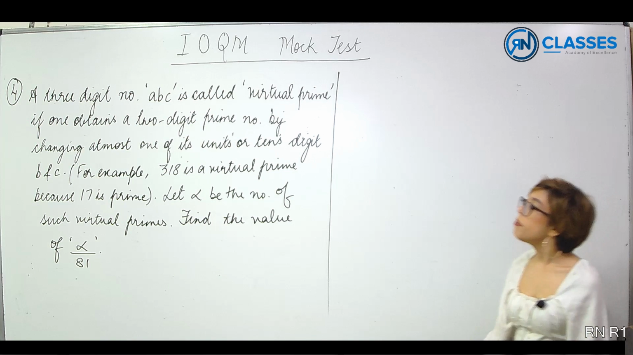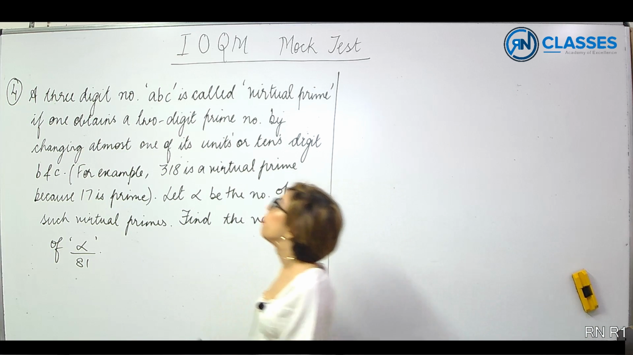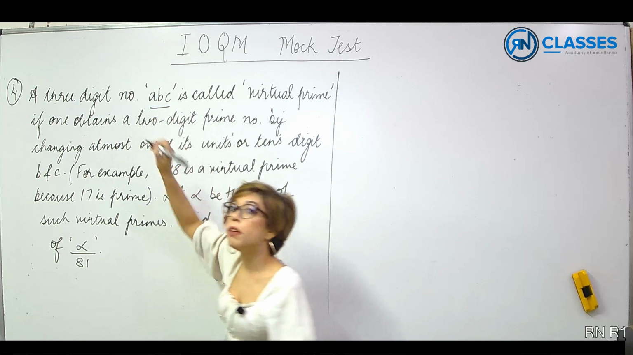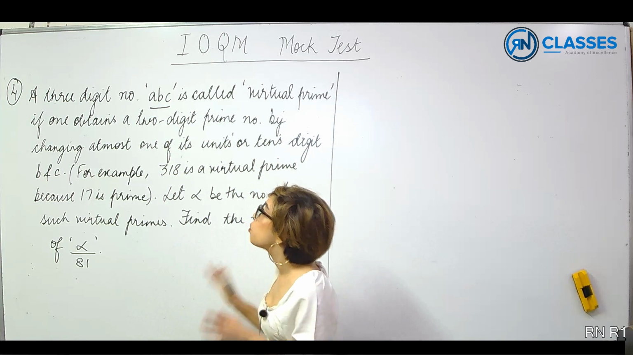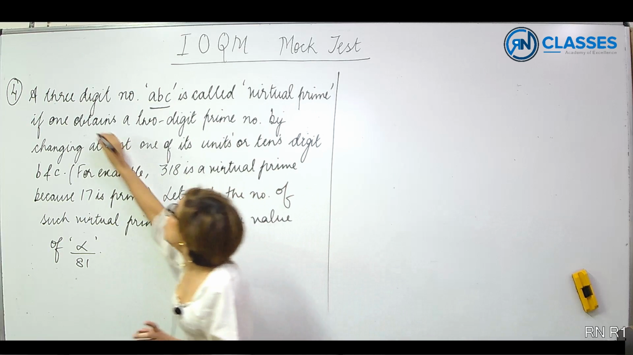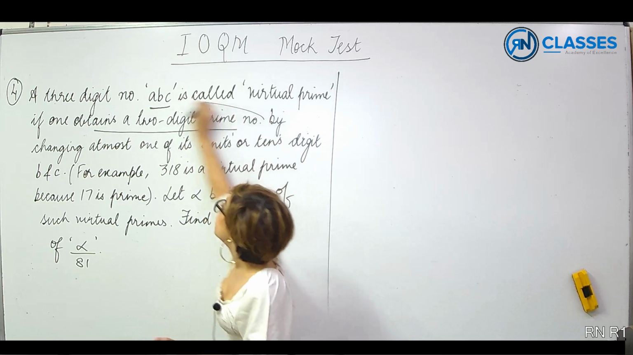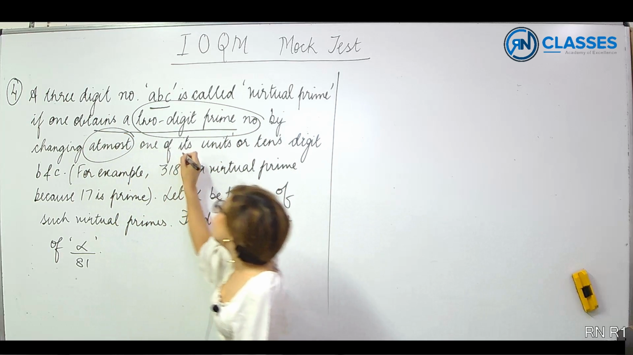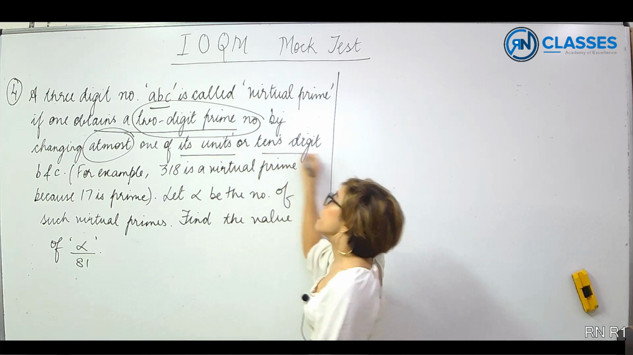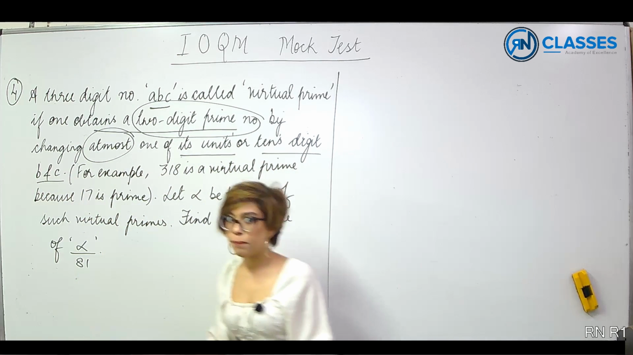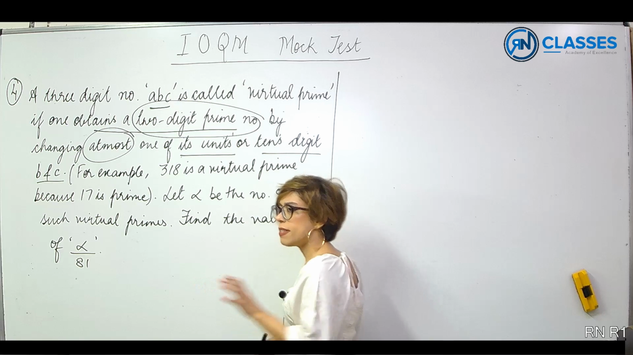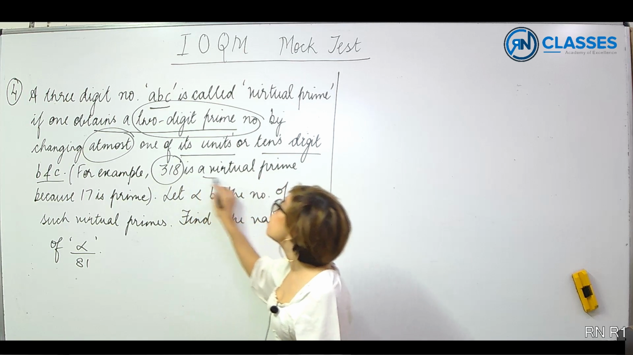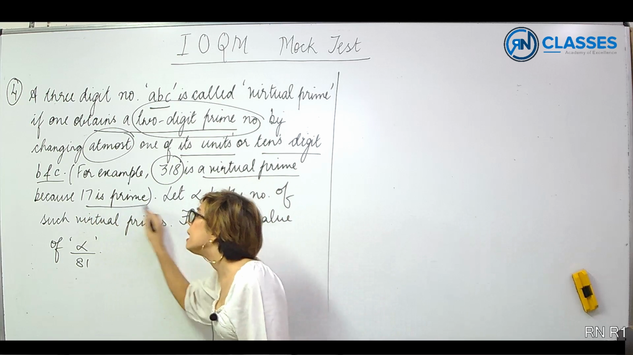Alright, the next one. Now he says a 3-digit number ABC is called virtual prime if one obtains a 2-digit prime number by changing at most one of its units or 10th digits B and C. Right? Okay, so I don't understand this, but he has given us an example. He says 318 is a virtual prime because 17 is prime.